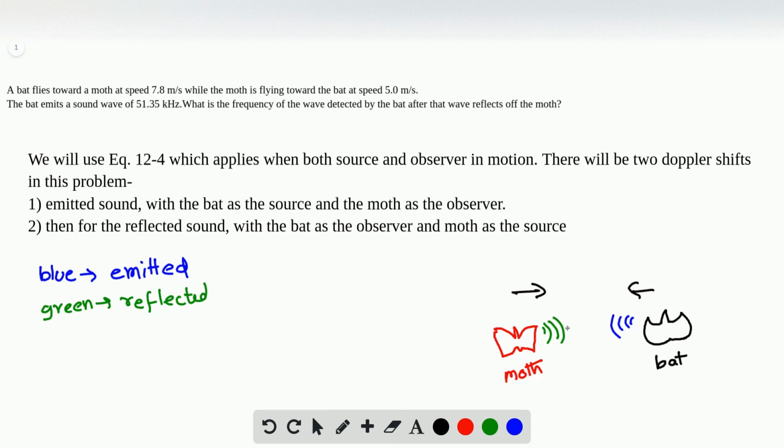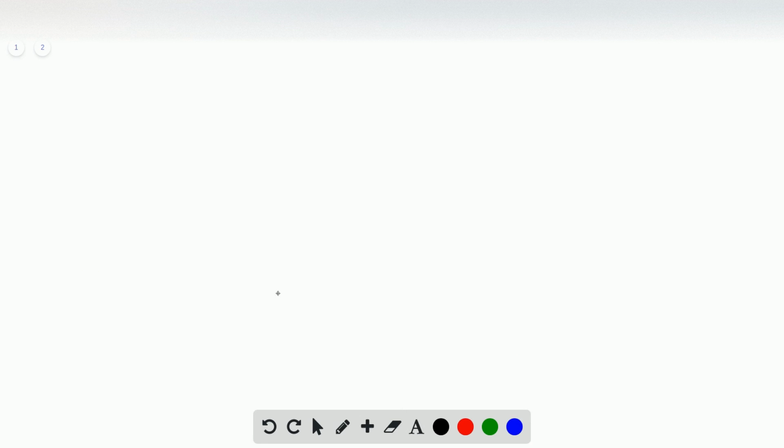So when it's reflecting back, then the bat becomes the observer and the moth is the source. And again, since they're moving towards each other, the frequency will change. So yeah, we're having two Doppler shifts. One is the emitted sound when the bat is the source and the moth is the observer, and the other is the reflected sound when the bat is the observer and the moth is the source. So let's write the equations for that.